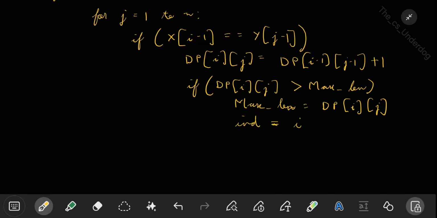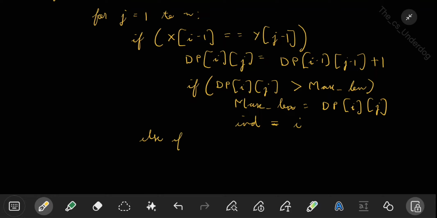Otherwise, if they are not equal, then what happens? If they are not equal, else, so that you understand clearly, I will write it as else if. Okay, else if x of I minus 1 is not equal to y of j minus 1. In this case, what should you do? You can simply put dpij equal to 0. This we already discussed. Why is it?